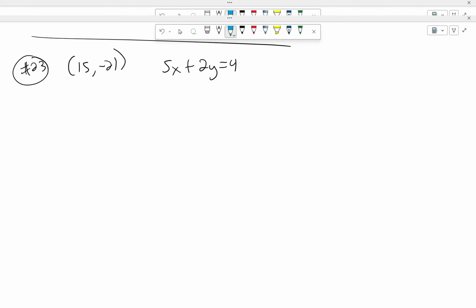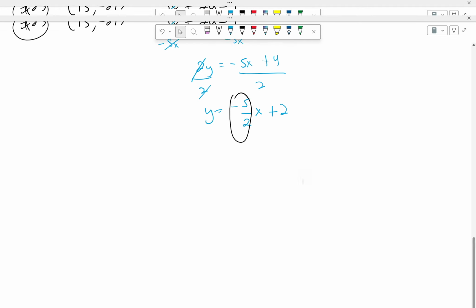So we need to put this in the form of y equals mx plus b. So I'm going to solve this for y. Subtract 5x on both sides. So I have 2y equals negative 5x plus 4. Divide both sides by 2, and it factors out. y is equal to negative 5 over 2 x plus 2.